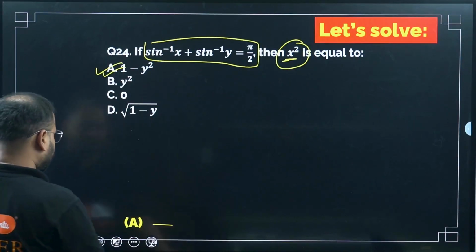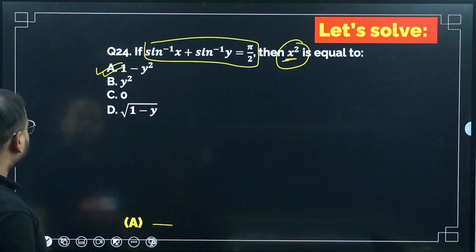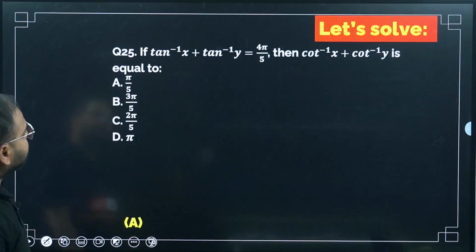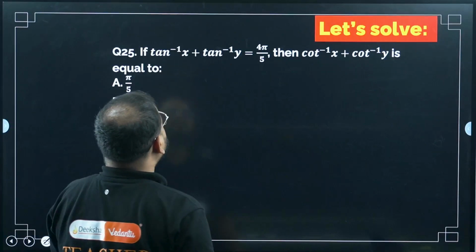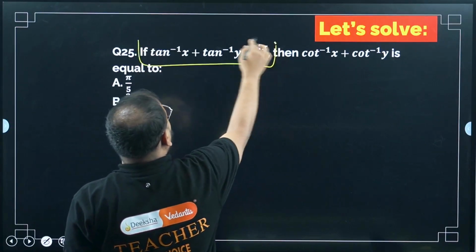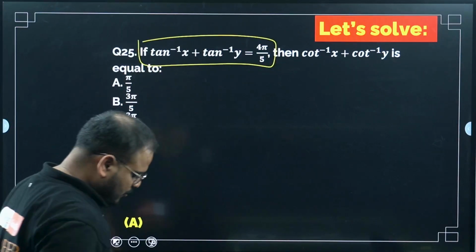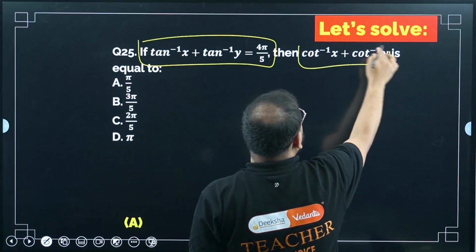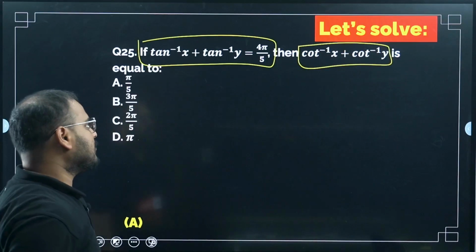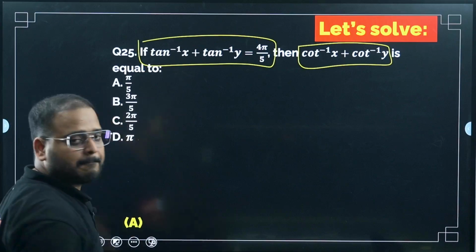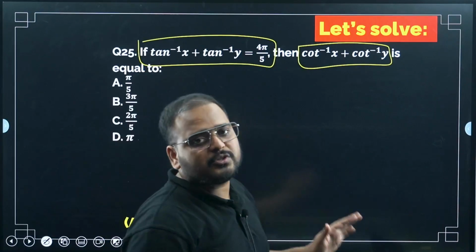Okay, let's move on to the next one. 25th question. Now tan inverse of x plus tan inverse of y they have given as 4 pi by 5. They are asking us to find cot inverse of x and cot inverse of y. Again, what we're going to do? We'll take assumption. For all this kind of question, take assumption.